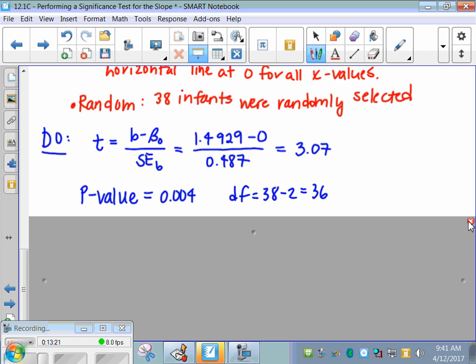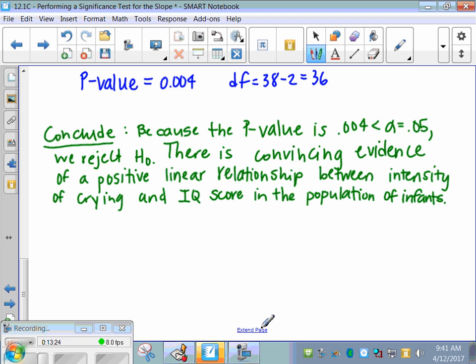And then, of course, our conclusion. Because the p-value is less than alpha of 0.05, we reject the null. There's convincing evidence of a positive linear relationship between intensity of crying and IQ score in the population of infants. So there is a relationship that's positive, yes.